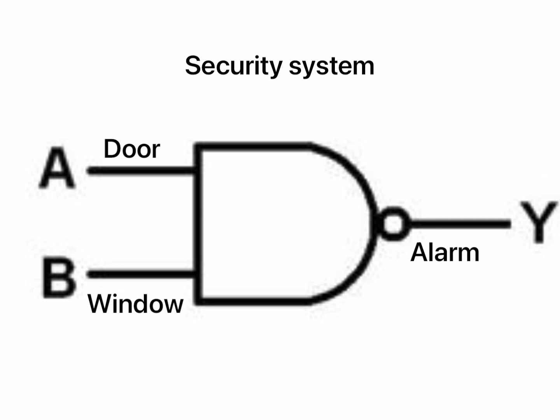A real-life application of a NAND gate would be a security system consisting of a door, window, and alarm. If the door or window is open, the alarm will go off. If both are open, the alarm will also go off. But if neither of the 2 are open, the alarm will not go off.